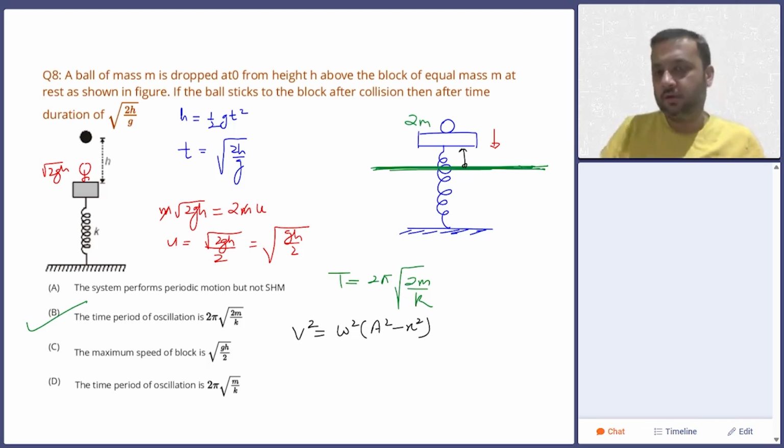Maximum speed of the block, of course, this is the initial speed of the block, that means just after hitting. After this, the block speed will still increase. So option D is also wrong. Okay, sorry, option C is also wrong, because this is not the maximum speed.